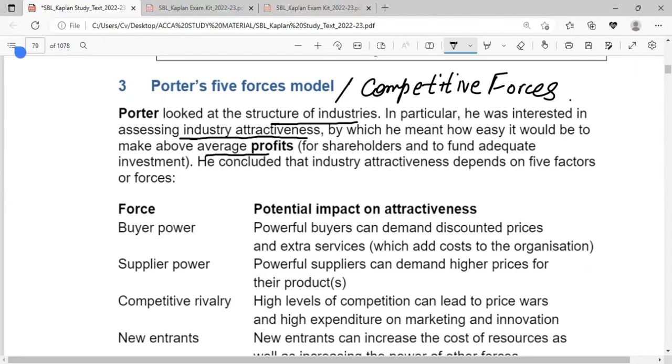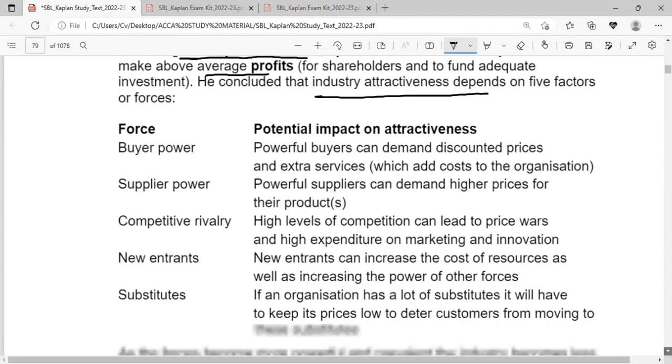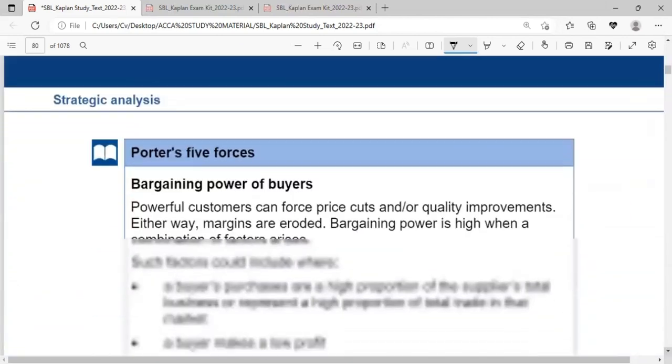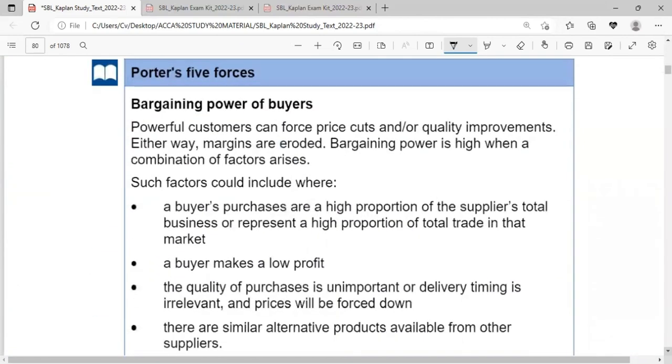As I told you, our focus is the different competitive forces which can lead to a reduction in profitability, or which can affect our profitability for shareholders and to fund future investments. He concluded that industry attractiveness depends on five factors or five forces. First one is bargaining power of buyer. Now, what is this bargaining power of buyer?